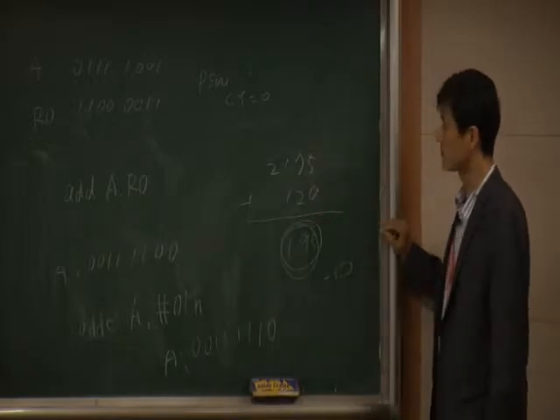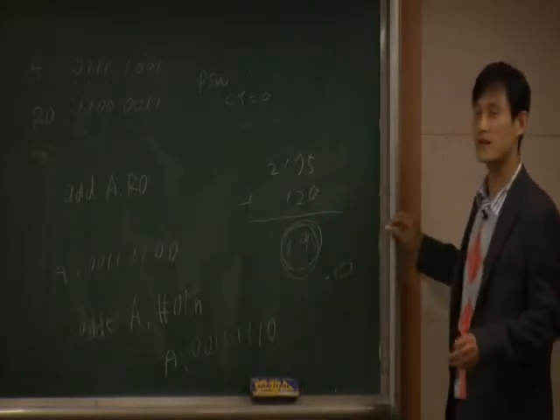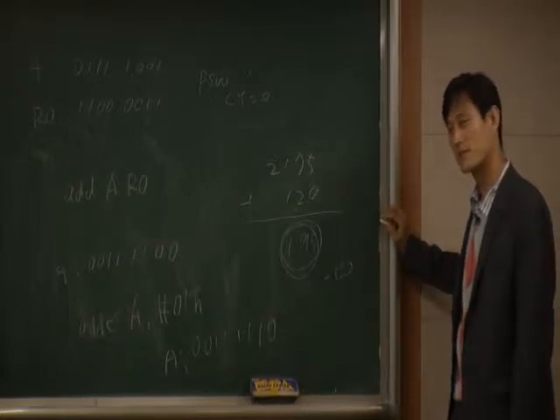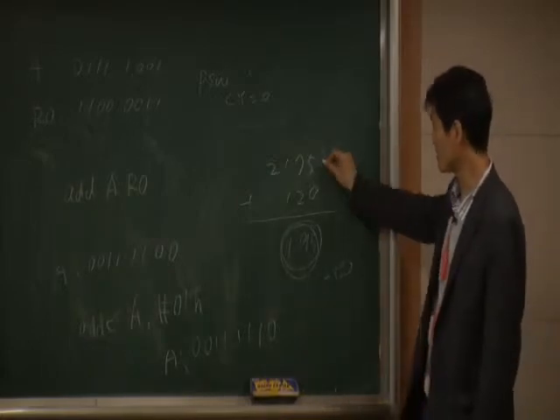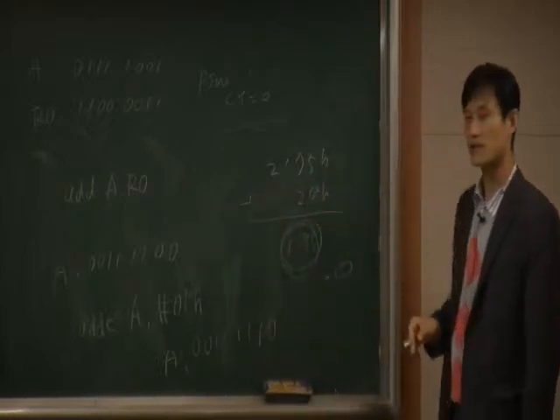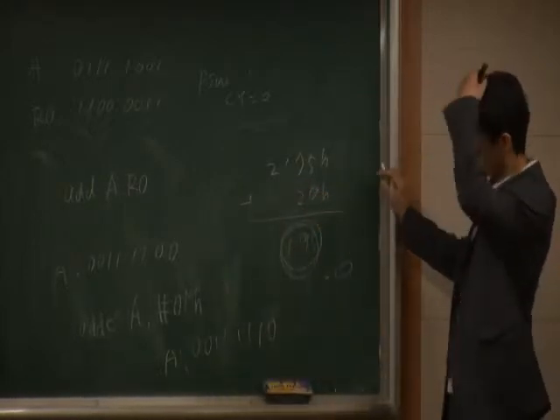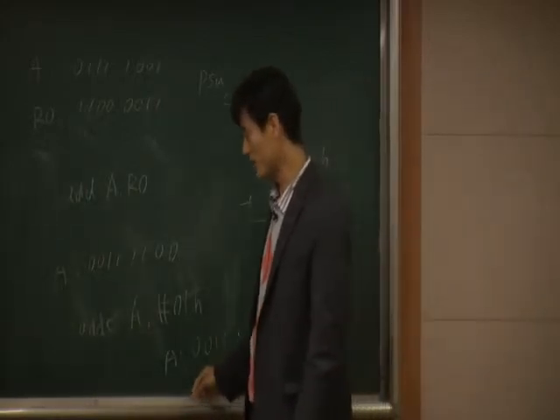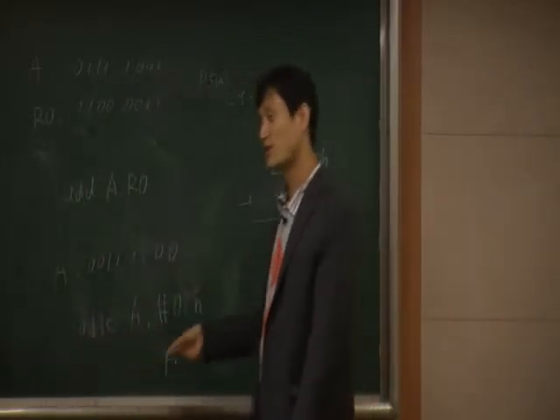Okay? In this case. But now, let's say I want to do this addition. I want to add two really big numbers. How can you do this? Okay, let's do it this way. Simply, let's say I want to do this addition. How can you do it? By the way, this was one of the midterm questions. How can you do this?